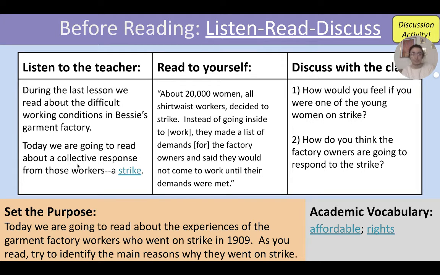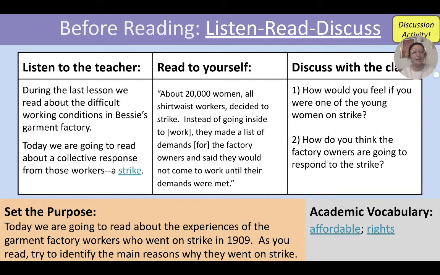So I'm going to read this part right here out loud if you want to read along with me. About 20,000 women, all shirtwaist workers, decided to strike. Instead of going inside to work, they made a list of demands for the factory owners and said they would not come to work until their demands were met.